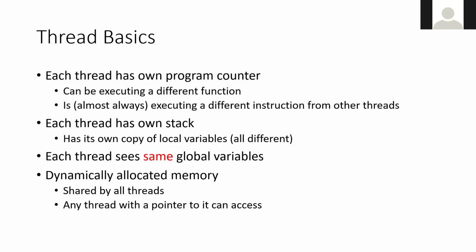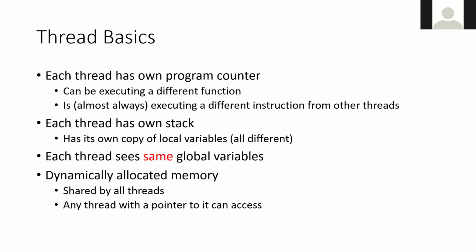This is just a summary. Each thread has its own program counter. It can execute a different function. And it's almost always executing a different instruction from other threads, but you can't be sure because they happen in parallel and nothing is controlling that. Each thread has its own stack, so it has its own copy of local variables. Each thread sees the same global variables, so when you're writing or reading the global variables, you'll have to be careful.